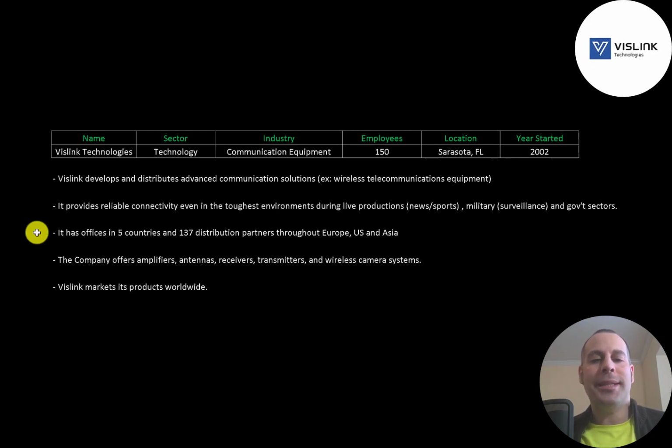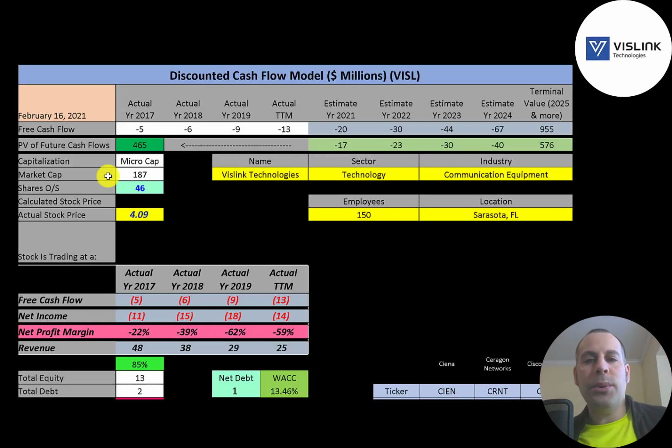It has offices in 5 countries and 137 distribution partners throughout Europe, US, and Asia. The company offers amplifiers, antennas, receivers, transmitters, and wireless camera systems. It sells its products all over the world. Let's get started with the model.